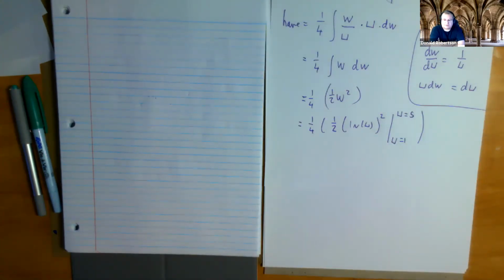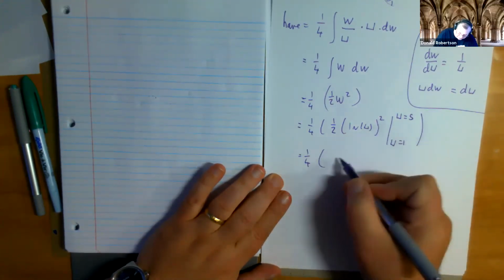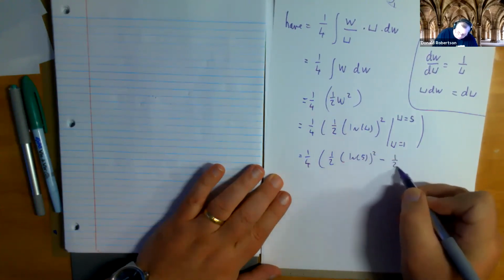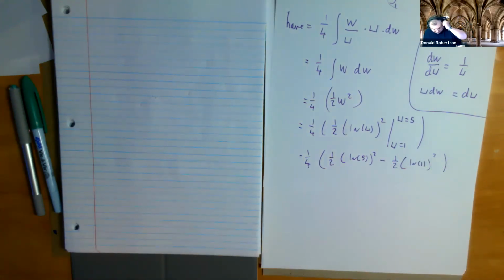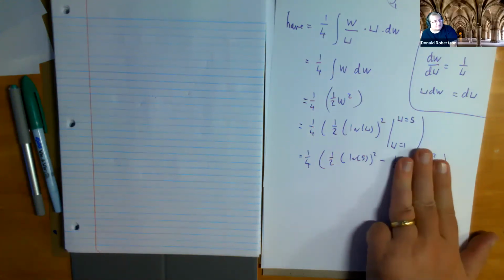Are we comfortable with how far we've gone? Are you okay with the steps? Everything makes sense? Okay. If you plug in 5, you get 1/2 the log of 5 squared, take away 1/2 the natural log of 1 squared. Okay, let's try and make things pretty here. What number is the natural log of 1? Natural log of 1, 0, right. So won't that just become a big fat 0?